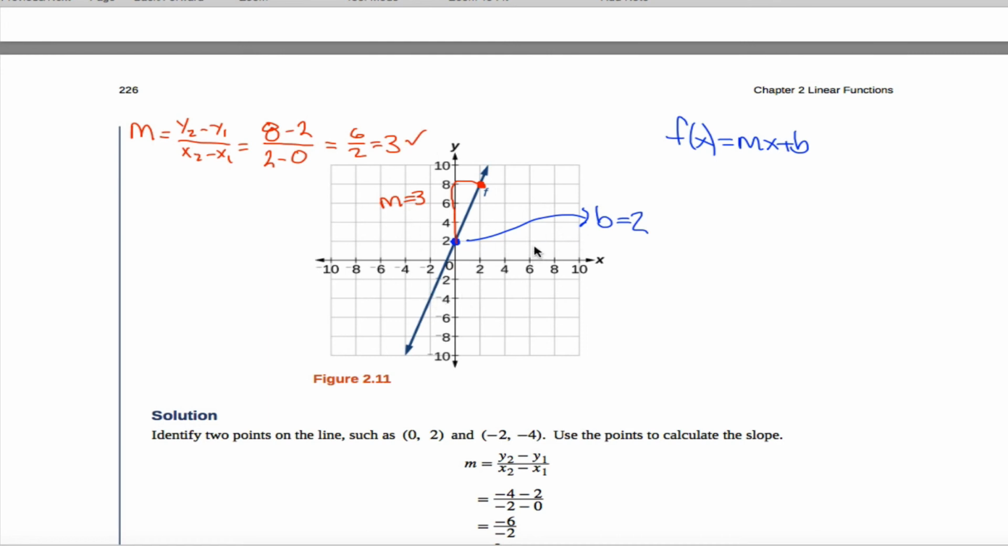At this point, you have everything that you need. You can jump straight to the answer. You can say f of x equals mx plus b, except m I know to be equal to 3, and b I know to be equal to 2. So while there's nothing wrong with the way your book solved the problem below, there's another way you can think of things. So I'll call that good here.